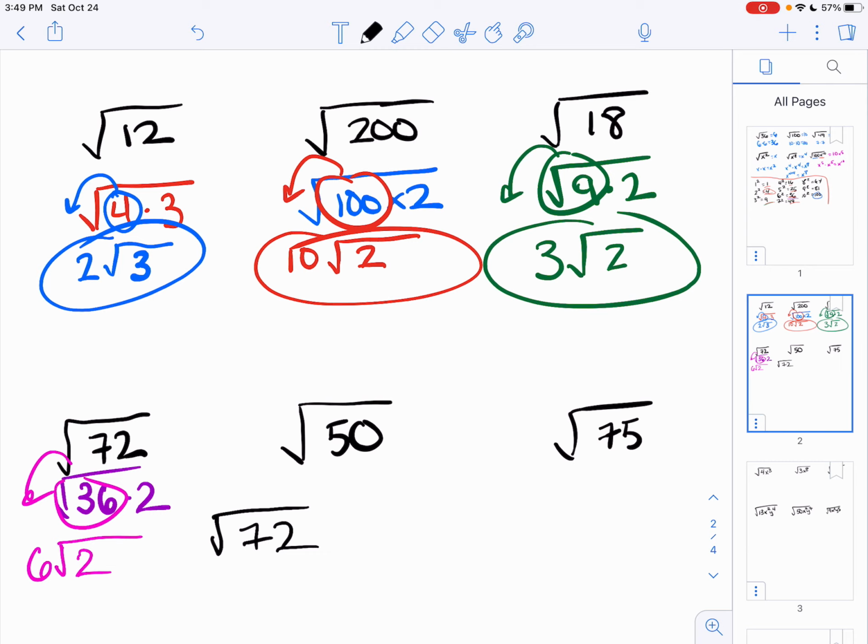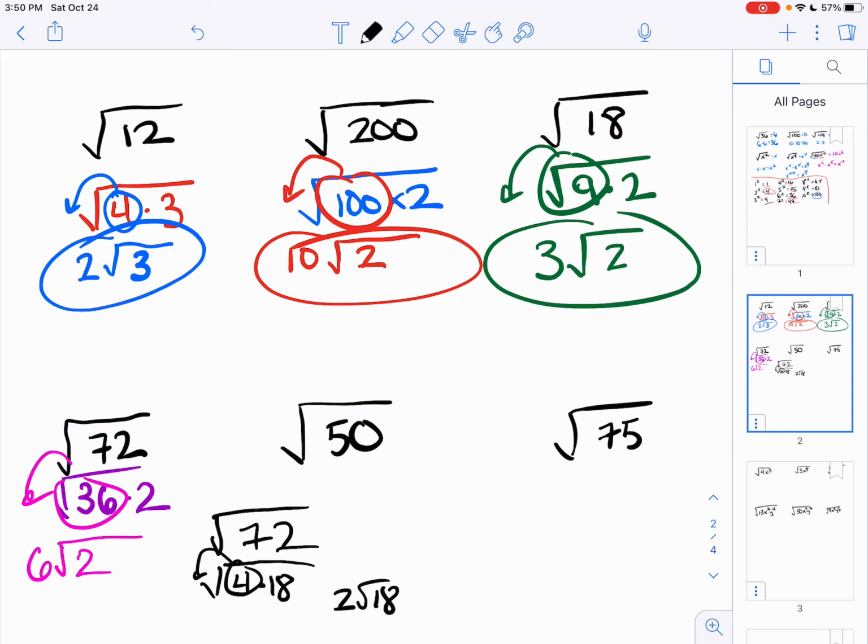72 divided by 4 is 18. So we can split this into 18. I'm sorry, put the perfect square first: 4 times 18. Well, the 4 can come out of the radical as a 2. So I get 2 radical 18.